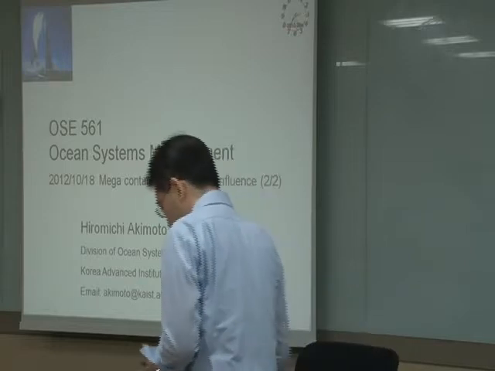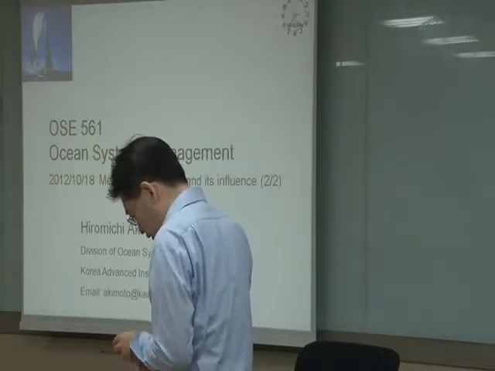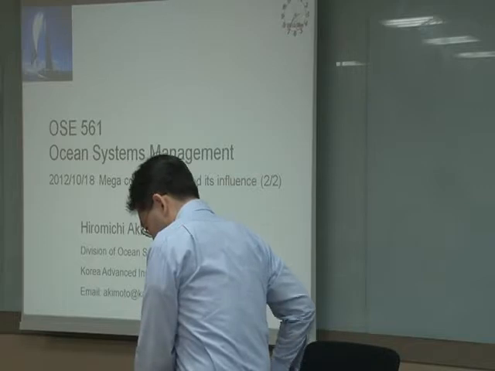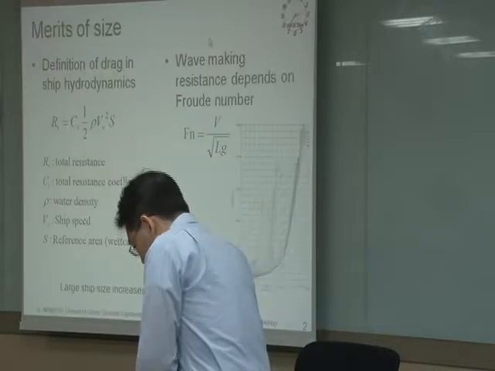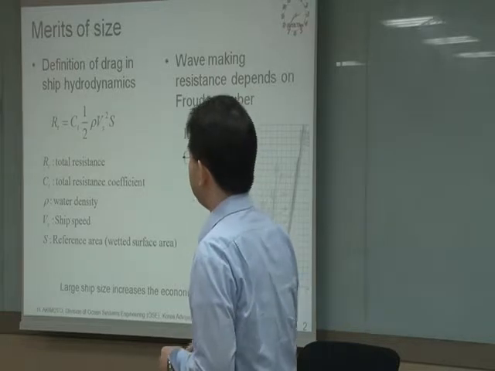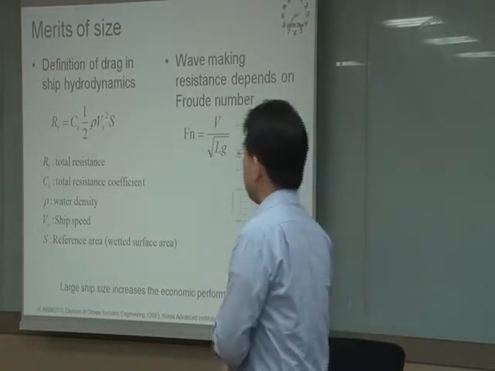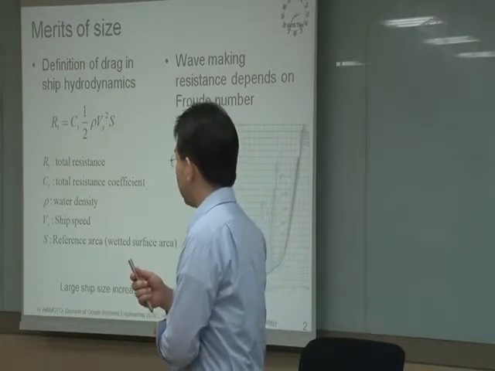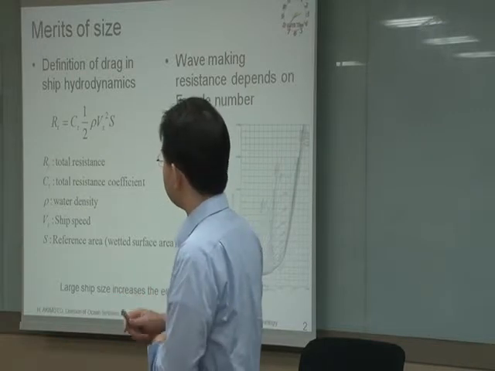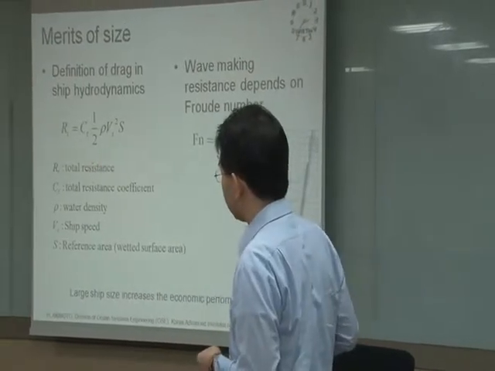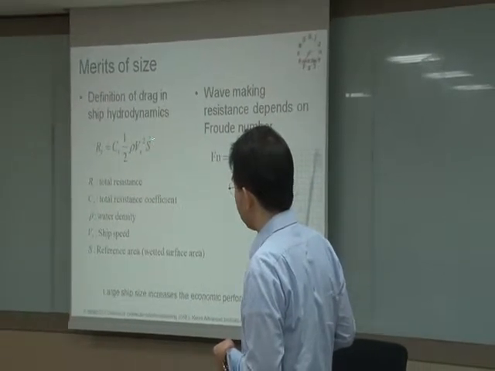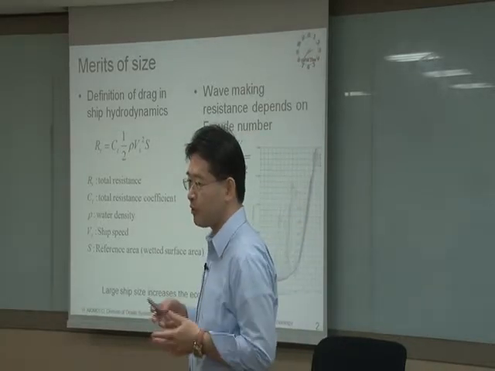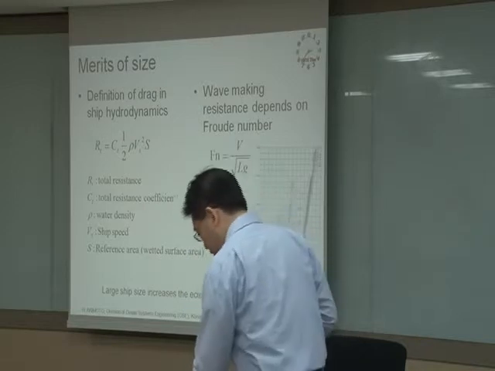So this is the second part of mega container ship. This is already mentioned in the last class. Why do we want to make container carriers big? It is because resistance is proportional to the area of the surface, but the capacity is proportional to its volume. So we can get the merit of the size.